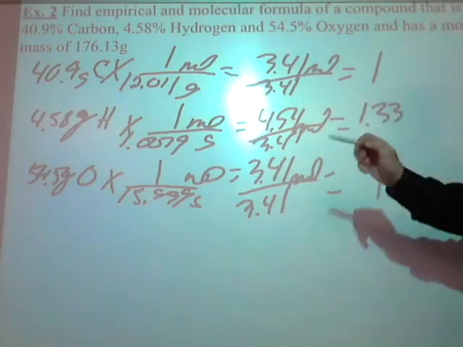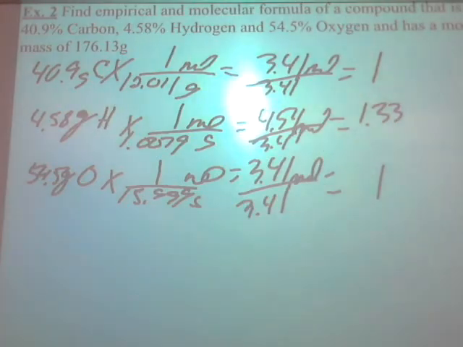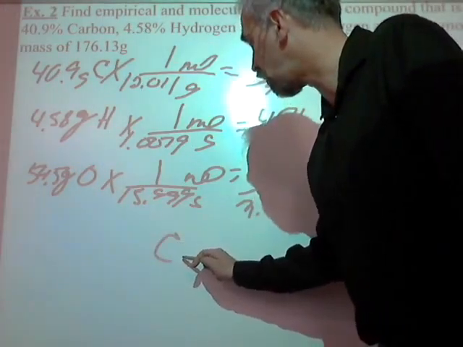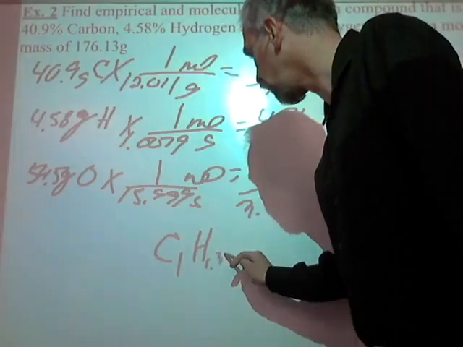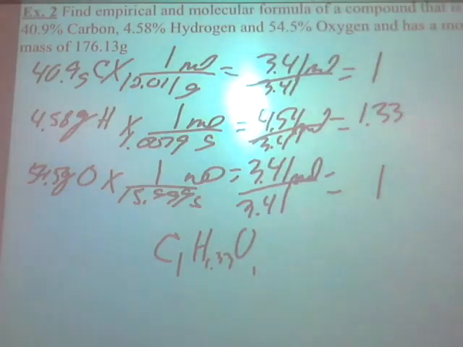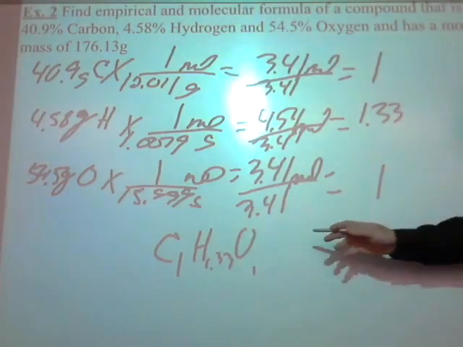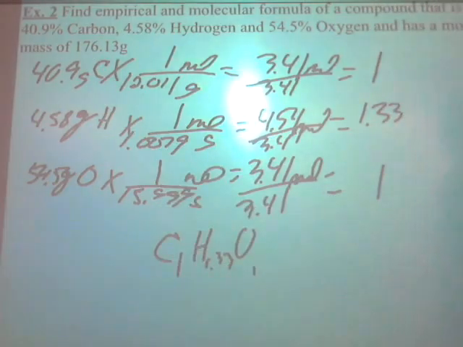1.33 repeating or something like that, right? 1.3 something. All right, what do I do with that? That's the correct answer. Right now, that's all it is. It's C1, H1.3301. That is the empirical formula. The problem is it's not in whole numbers.